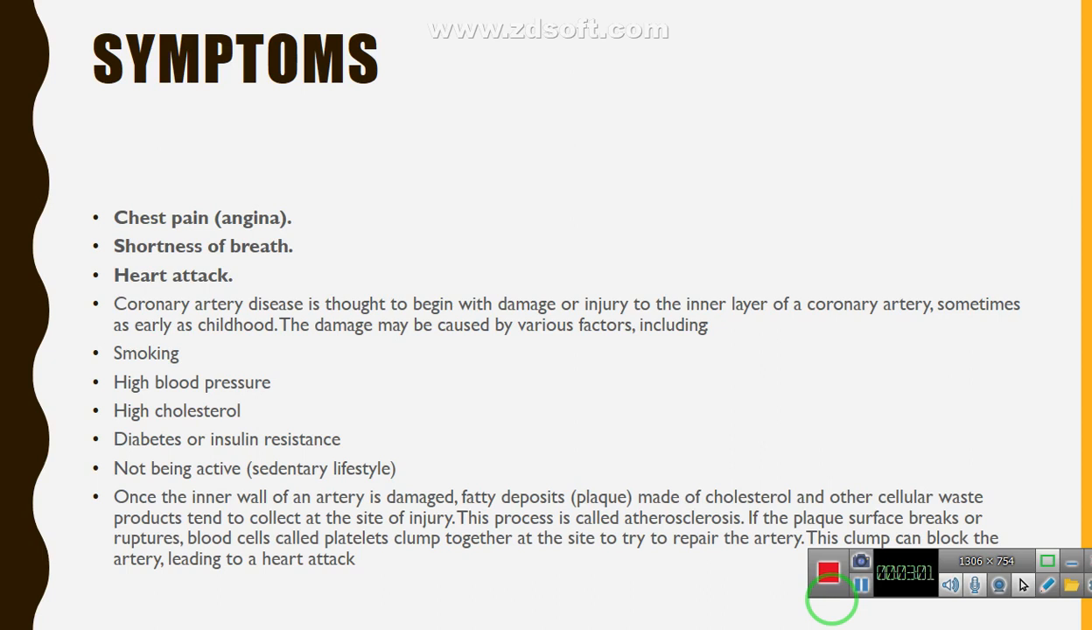And if the plaque surface breaks or ruptures, then the blood cells called platelets clump together at the site to try to repair the artery, and this clump can block the artery, leading to the heart attack. For that purpose, we give Ascard or aspirin or acetylsalicylic acid to the patients in order to minimize the risk of the heart attack, or in order to minimize the blockage of the arteries from the clumps of the platelets.